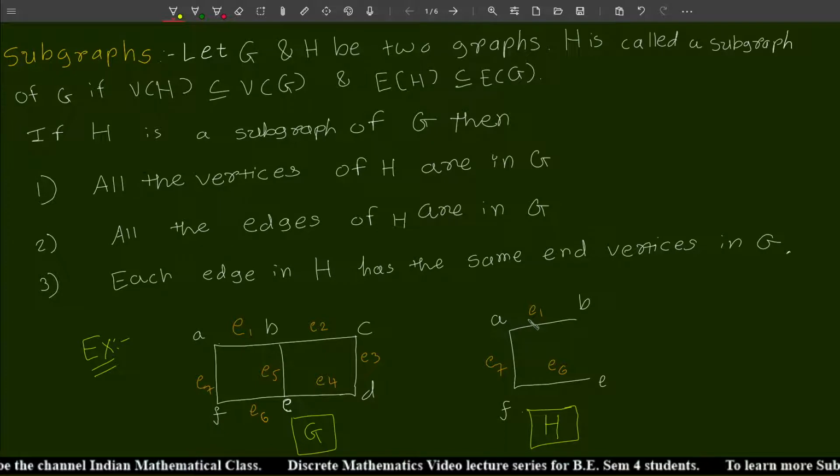Also I can check that if I consider any edge, let us consider the edge E1, it has the end vertices A and B in the graph H, and in the graph G it has the same end vertices A and B. You can also check it for E6 and E7. Both these edges have the same end vertices in G also. Here I can say that H is a subgraph of G.